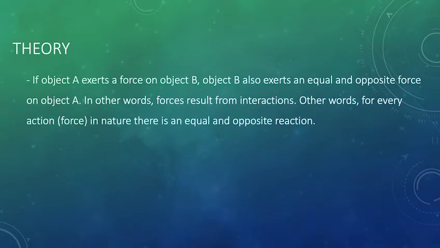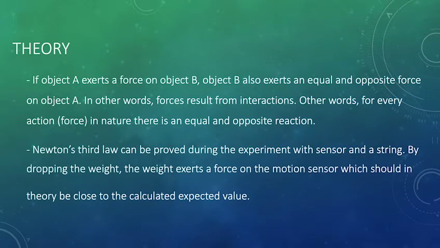Theory. If object A exerts a force on object B, object B also exerts an equal and opposite force on object A. Forces result from interactions. In other words, for every action force in nature, there is an equal and opposite reaction. Newton's third law can be proven during the experiment with a sensor and string. By dropping the weight, it exerts a force on the motion sensor, which should in theory be close to the calculated expected value.